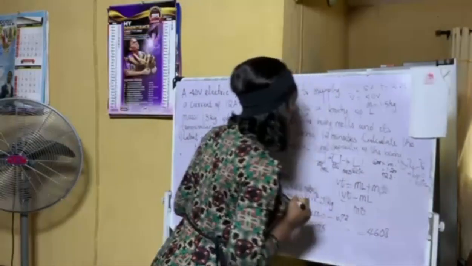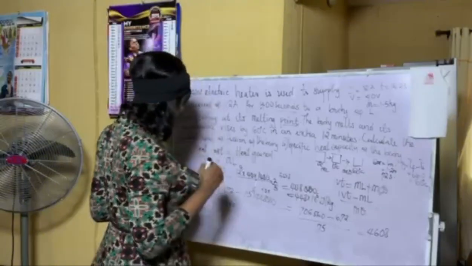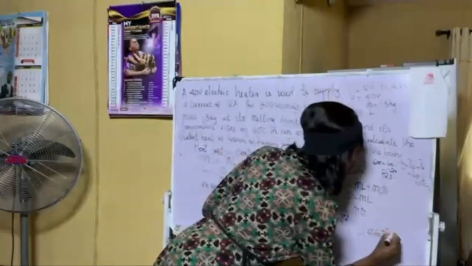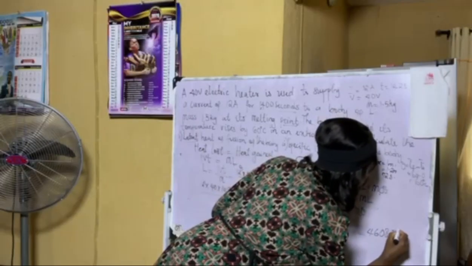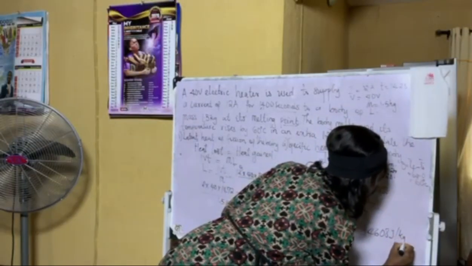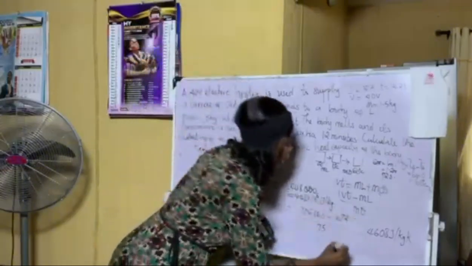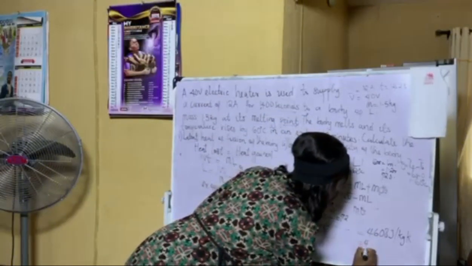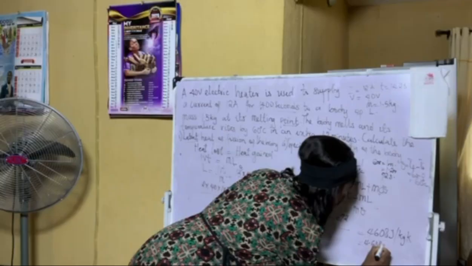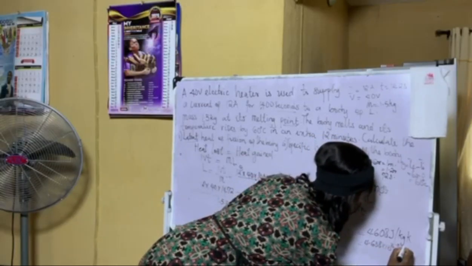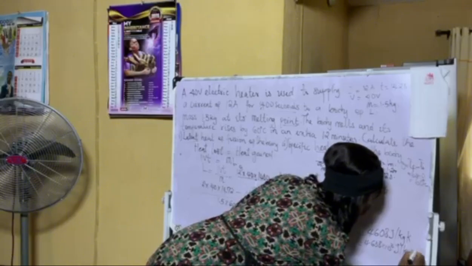So our answer is 4608. Since it is specific heat capacity, the unit is joule per kg per Kelvin. Yes, that's our unit. So either you write this or you say 4.60 times 10 raised to power 3 joule per kg per Kelvin.